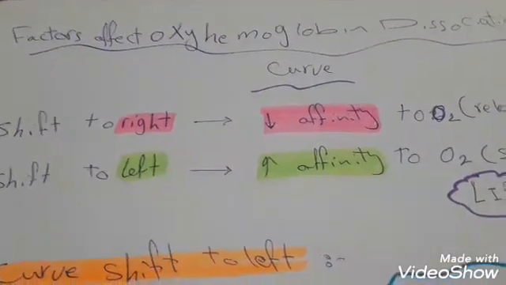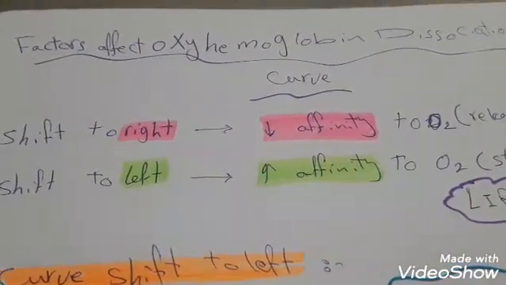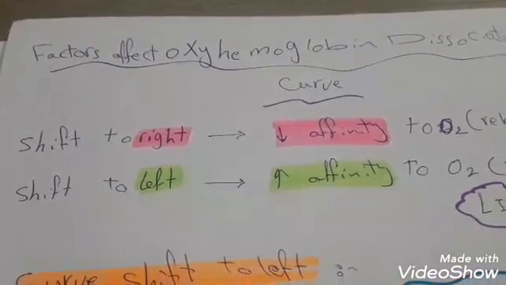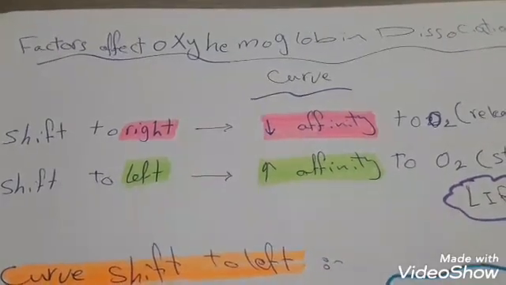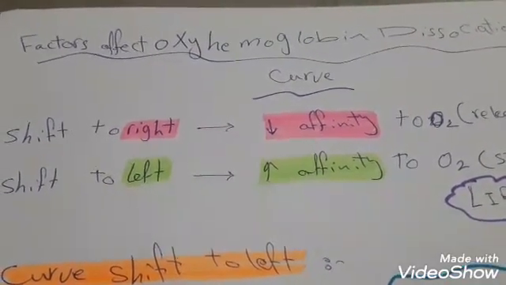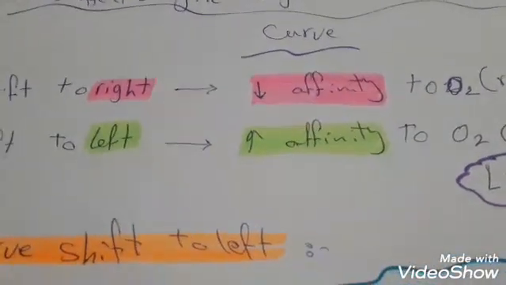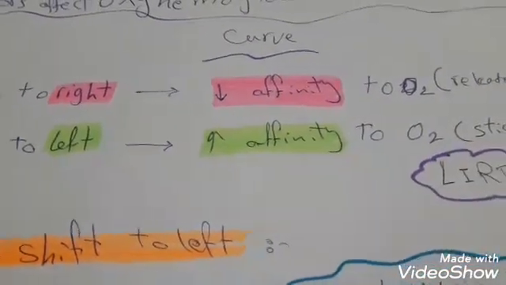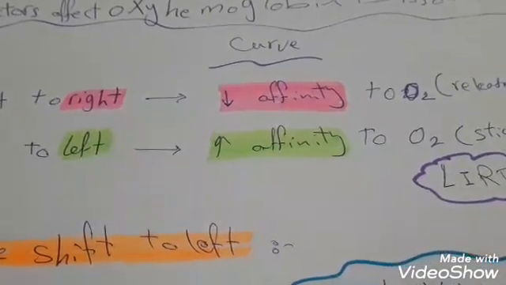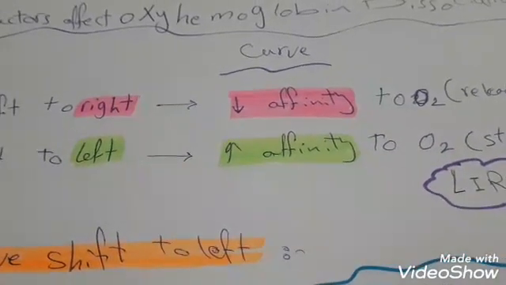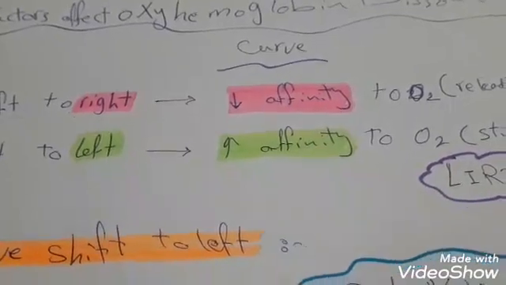When the curve shifts to the right, that means decreased affinity to oxygen and the oxygen will be released. And when the curve shifts to the left, there is increased affinity to oxygen and the oxygen will stick to the hemoglobin. We can remember it by the word "LIRD": Left, increase affinity. Right, decrease affinity.